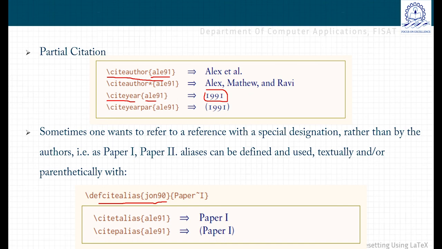What happens is that these citation commands function much like \citet and \citep. They may take multiple keys in the argument. So if you give \citetalias{ALE91} in the paper, it will give you paper 1 instead of the author and year. And likewise, you can alias the references in the source document.